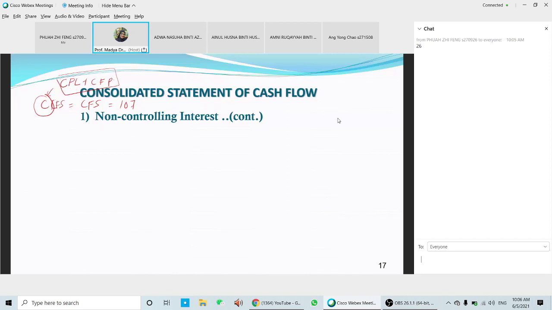Other things, one extra thing that we need to include in a consolidated cash flow statement here are four items. The first is related with the NCI. Okay, the second item here is related with the investment in associate. The third item is related with the acquisitions of subsidiary, and then the fourth item here is a disposal of subsidiary. Okay, we'll just repeat again your NCI here.